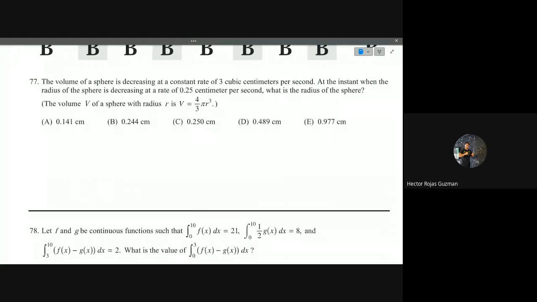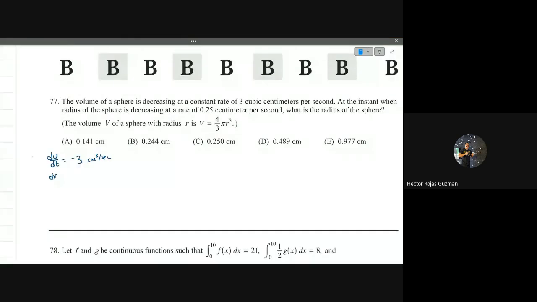Number 77. The volume of a sphere is decreasing at a constant rate of 3 cubic centimeters per second. All right, let's make a note of that. dV/dt equals negative 3 cubic centimeters per second. At the instant when the radius of the sphere is decreasing at a rate of 0.25 centimeters per second, okay, that's another rate. So dr/dt equals negative 0.25 centimeters per second. What is the radius of the sphere?